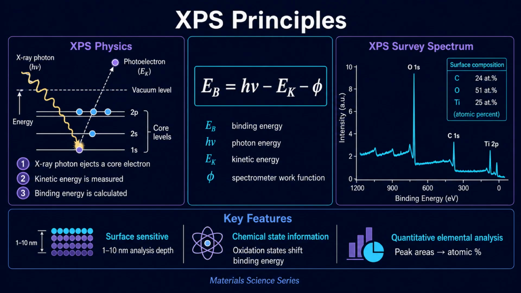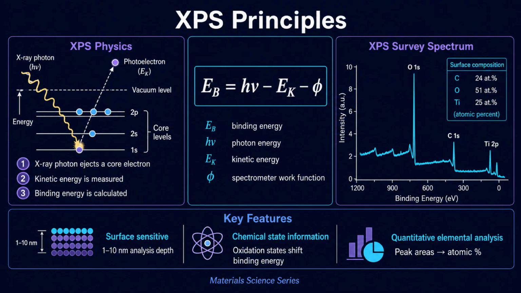By measuring the kinetic energy of these photoelectrons, we calculate their binding energy using the equation E binding equals h nu minus E kinetic minus phi, where phi is the spectrometer work function. Each element has characteristic binding energies for its core levels, enabling identification and quantification of surface elements.